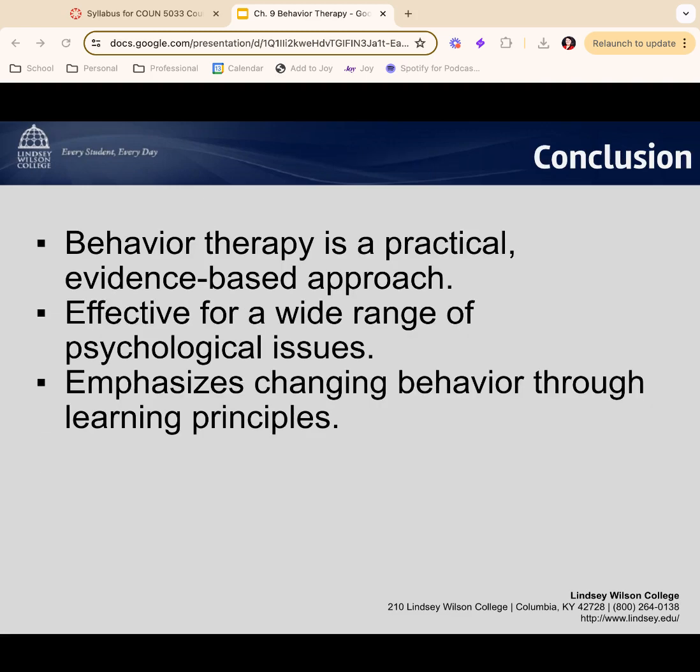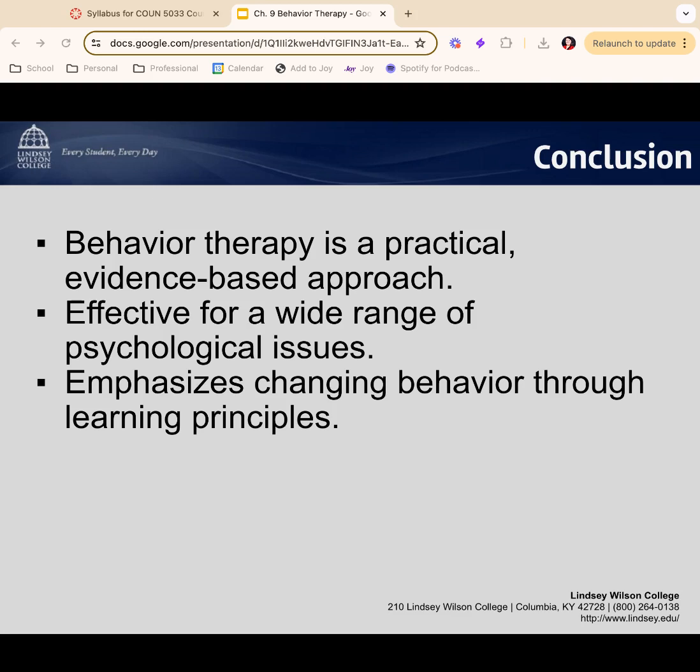So behavior therapy is a versatile and effective approach that addresses a wide range of psychological issues by targeting specific behaviors and utilizing evidence-based techniques. Its emphasis on learning principles, collaboration between the client and therapist, and measurable outcomes makes it a valuable therapeutic modality in the field of mental health. So it is a good technique to use. It's a good approach to use.